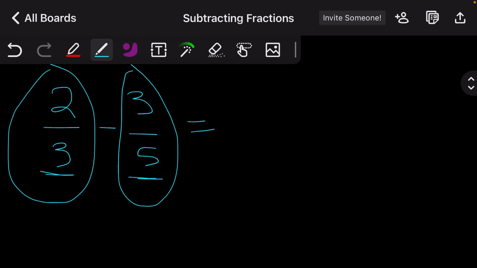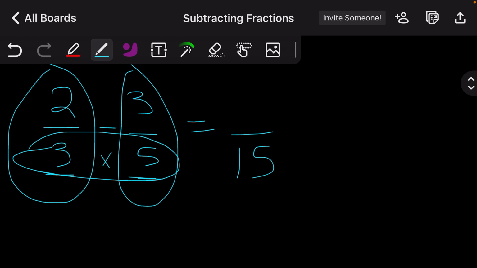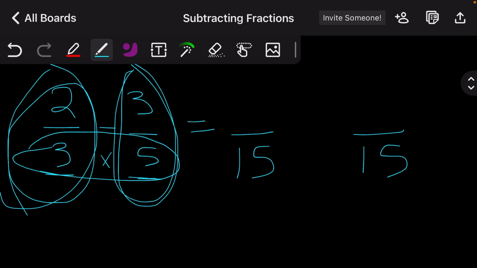How we're going to do that is just multiplying both of the denominators together. We're going to multiply 3 times 5, so 3 times 5 is going to give us 15. And we're going to now use 15 as the denominator for both of these fractions.